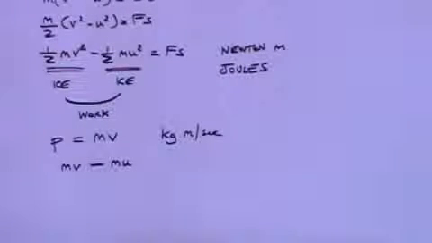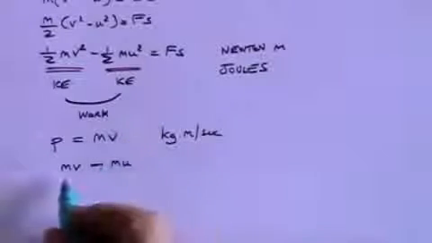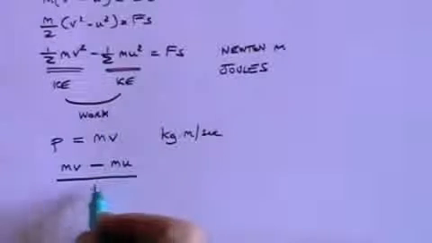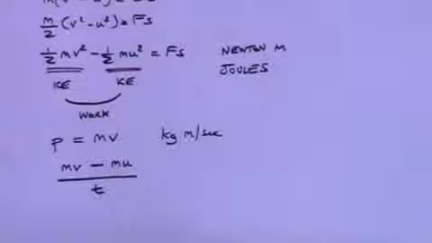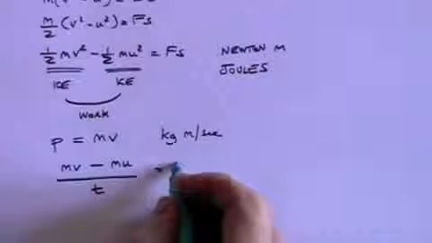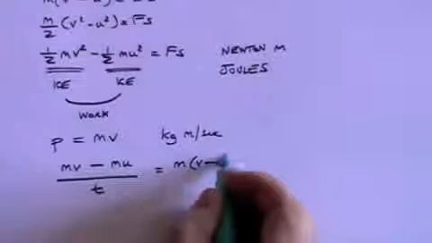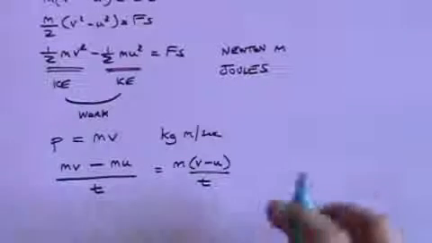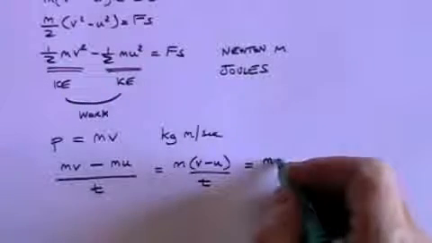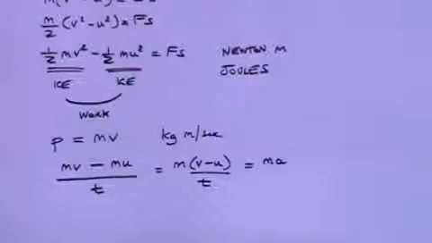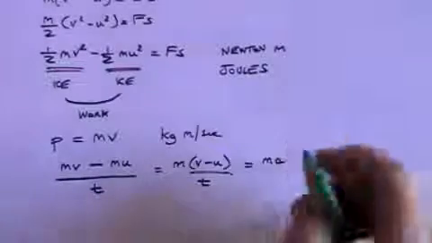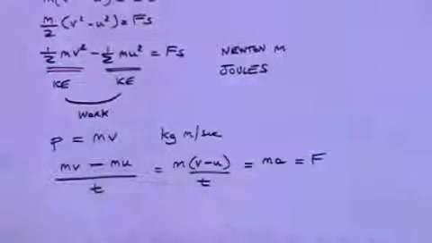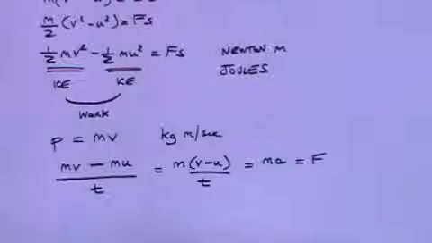But we need the rate of change of momentum, which is mv minus mu over t. That gives us the rate as it changes with time. And that, of course, is simply m into v minus u over t. But what is v minus u over t? That is simply acceleration. And so we get that the rate of change of momentum is mass times acceleration, which of course from Newton's second law is force.